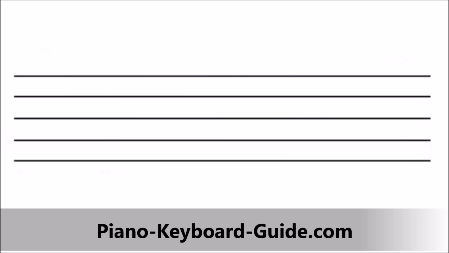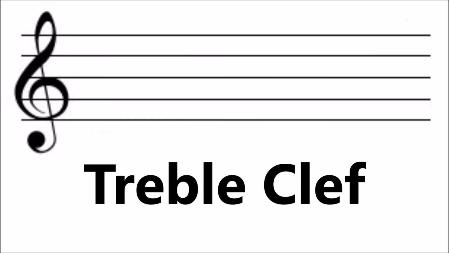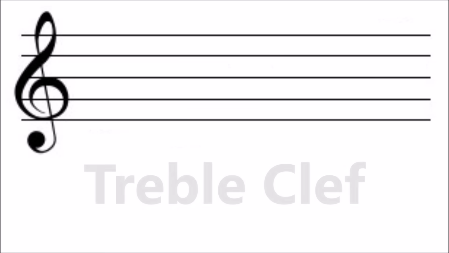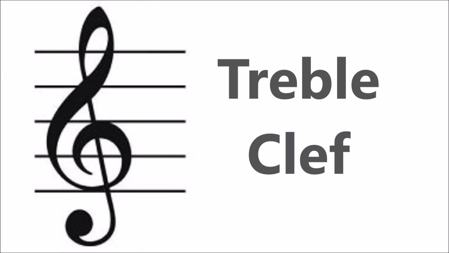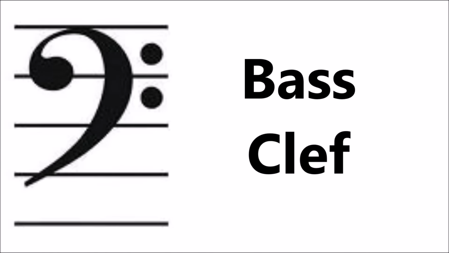If all we had were 4 spaces and 5 lines, we wouldn't know the names of the notes placed on them. Therefore, we need a clef. A clef is placed at the very beginning of the staff. It tells us what the names of the notes are. We can have either a treble clef or a bass clef.